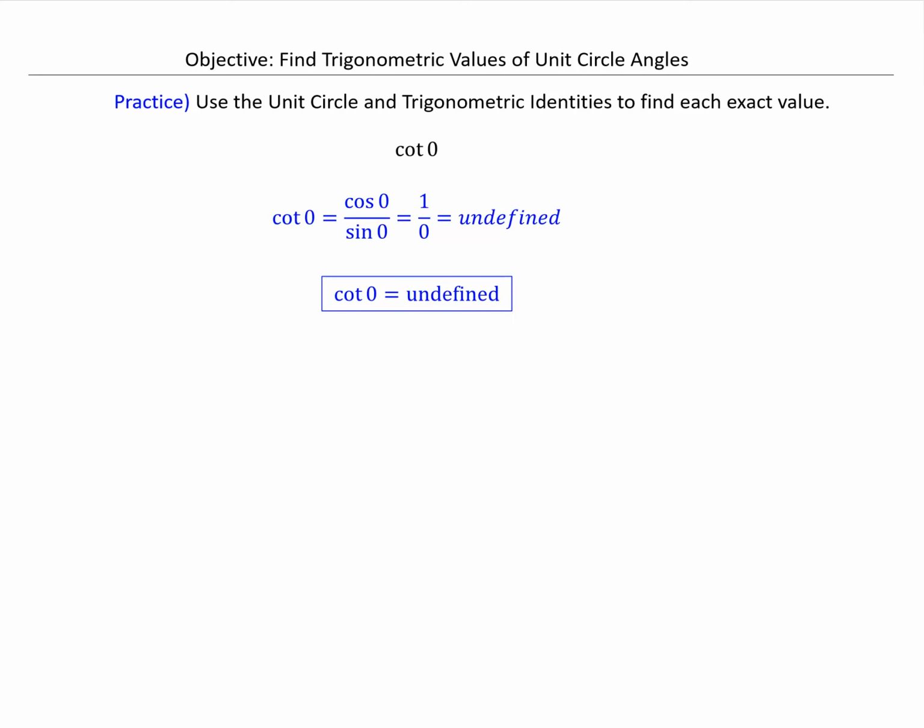So hopefully you came up with undefined on this one. Cotangent is cosine over sine. Remember, cotangent starts with C, so its numerator starts with the same letter, C. And cosine of 0 radians is 1. Sine of 0 radians is 0. 1 divided by 0 is undefined. Nothing times 0 will equal 1.